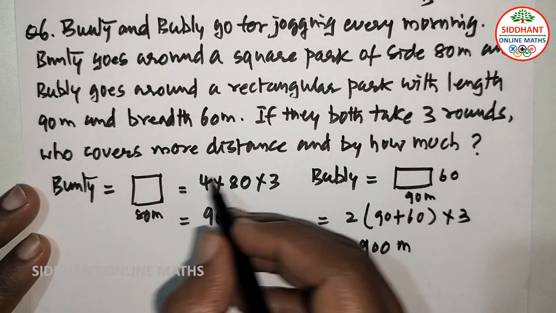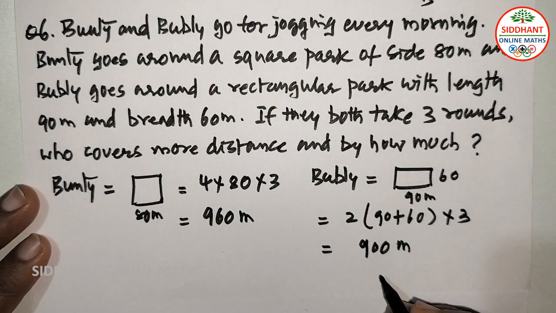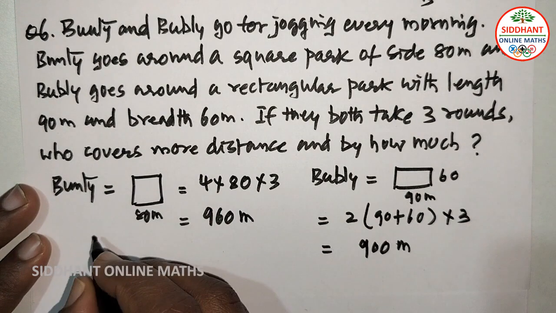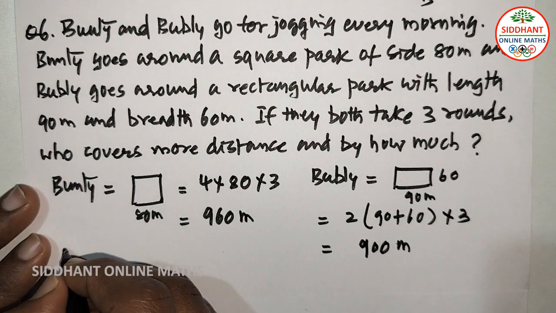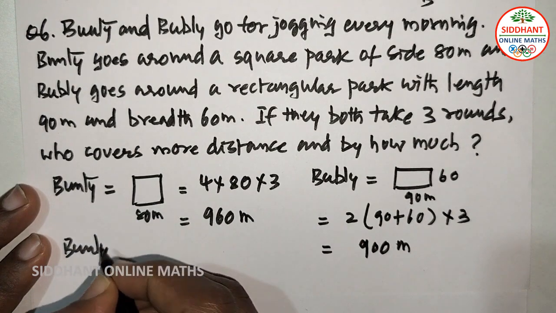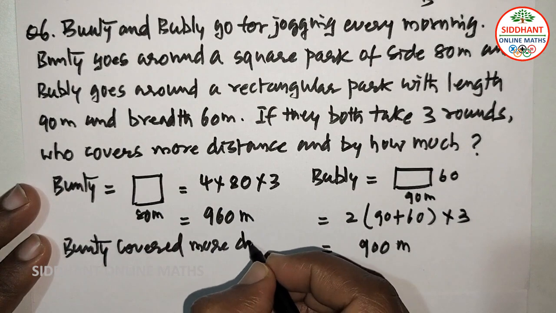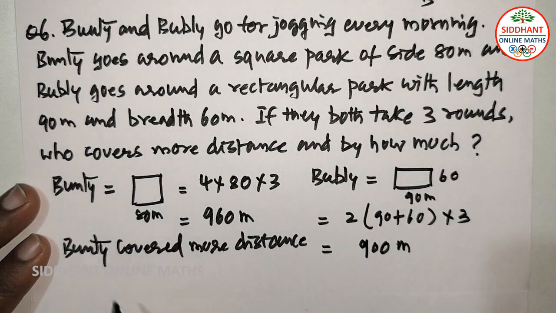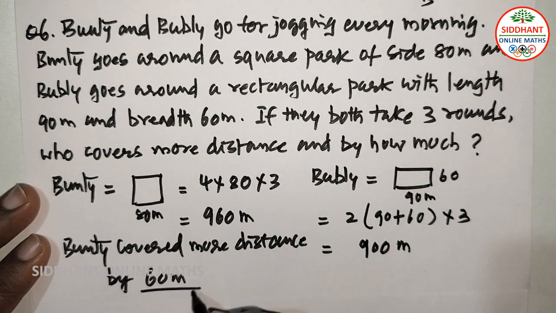Again they asked by how much the distance. Who covered more distance? Bunty. Bunty covered more distance by how much? By 60 meters.